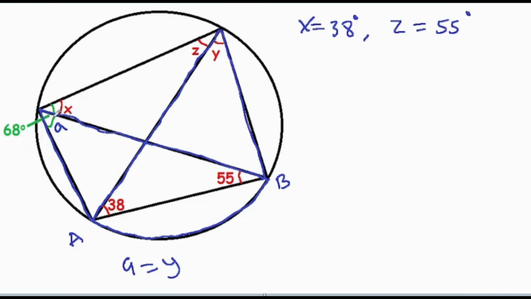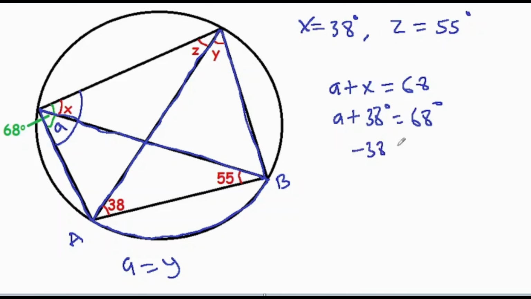Okay, very good. But if you look at this critically, you will agree with me that A plus X is equal to 68 degrees. Yes, we are given 68. You can see that in green ink. So these two angles sum up to 68 degrees. What's our A? That's what we're looking for. X we've gotten already, 38 degrees. So A plus 38 is equal to 68 degrees. Subtract 38 from both sides of the equation: 68 minus 38 is 30. So A is 30 degrees.